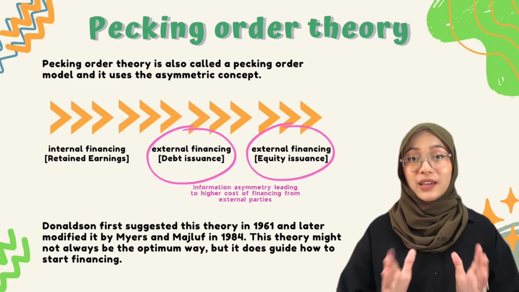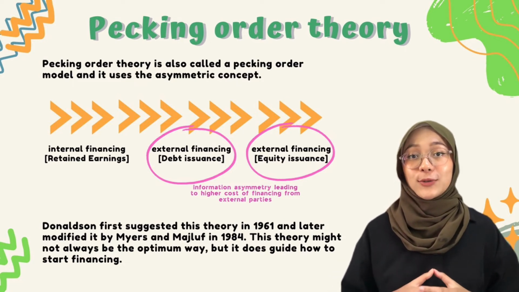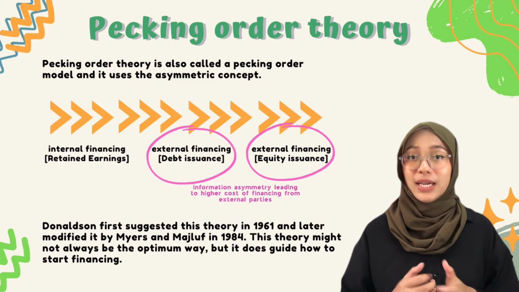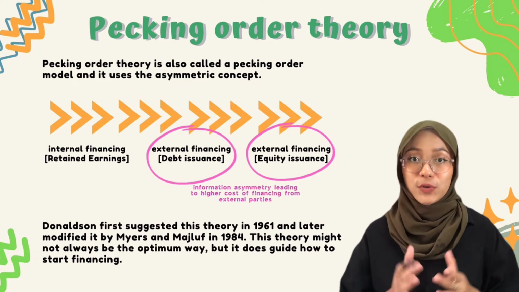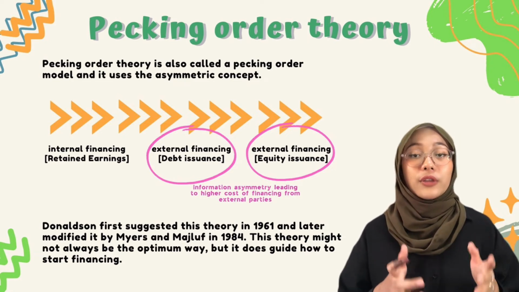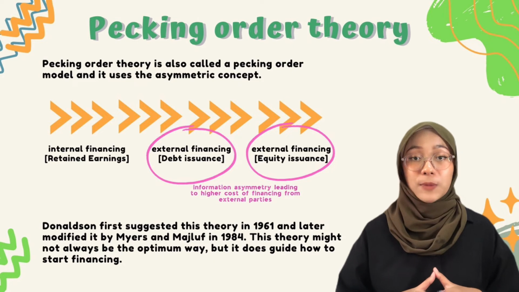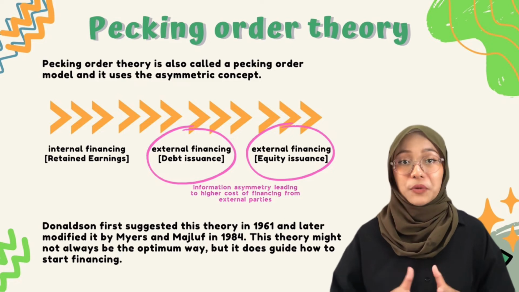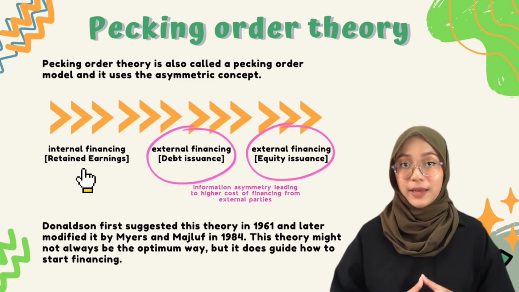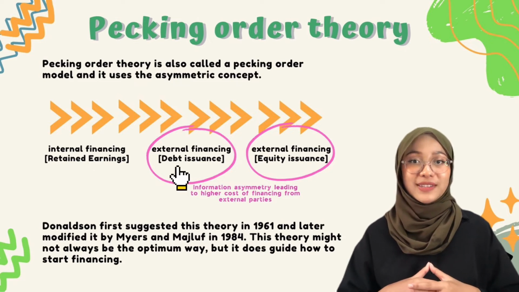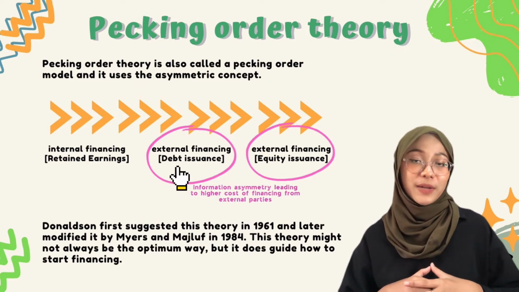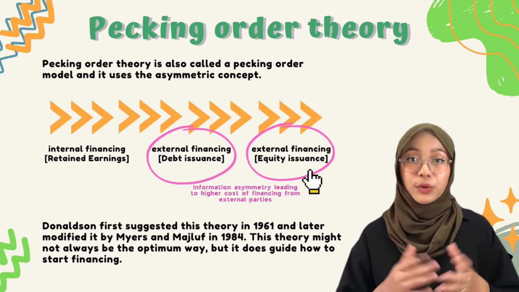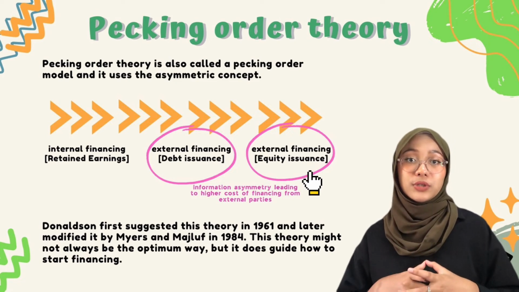We continue to the pecking order theory. Pecking order theory is also called the pecking order model, and it uses the asymmetry concept. Pecking order theory is a theory related directly to the capital structure of the company, where the managers are required to follow a specific hierarchy when choosing the sources of finance in the company. The first preference is given to internal financing. Then, moving on to external financing when the funds could not be raised internally. Debt will be issued first to generate funds, and lastly, new equity is issued if the funds cannot be raised through debt as well.